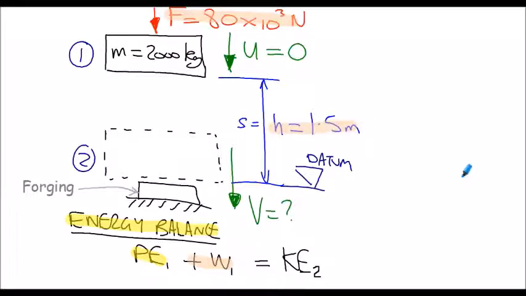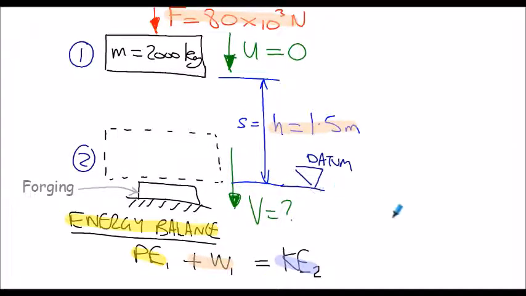So we definitely have work being done on the hammer, on the mass of 2000 kilograms, as it moves from position 1 to position 2. On the right hand side of the equation, the only energy we have out of the system is kinetic energy, because we've got some movement now of the mass. As it's fallen through the 1.5 meters, it's now gained kinetic energy of motion. So we have kinetic energy, no potential energy, because at position 2 we're now on the datum that we chose.